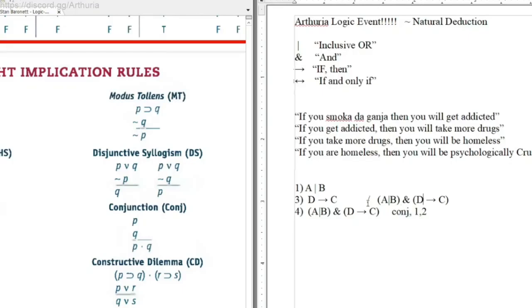But all that conj does is I can take 2 lines and put them together with an and. That's all that conj does. Any 2 lines you can put together with an and statement, because you're assuming that this is true and you're assuming that this is true. So why wouldn't they both be?